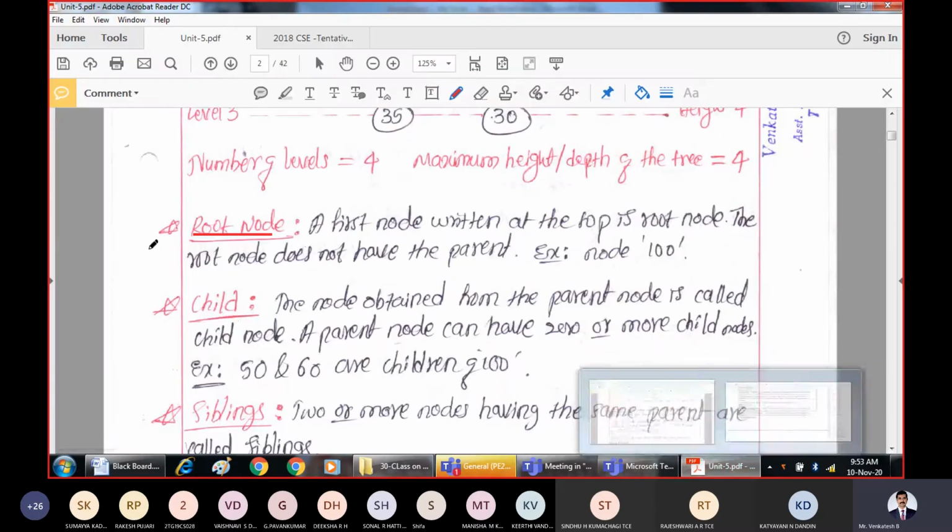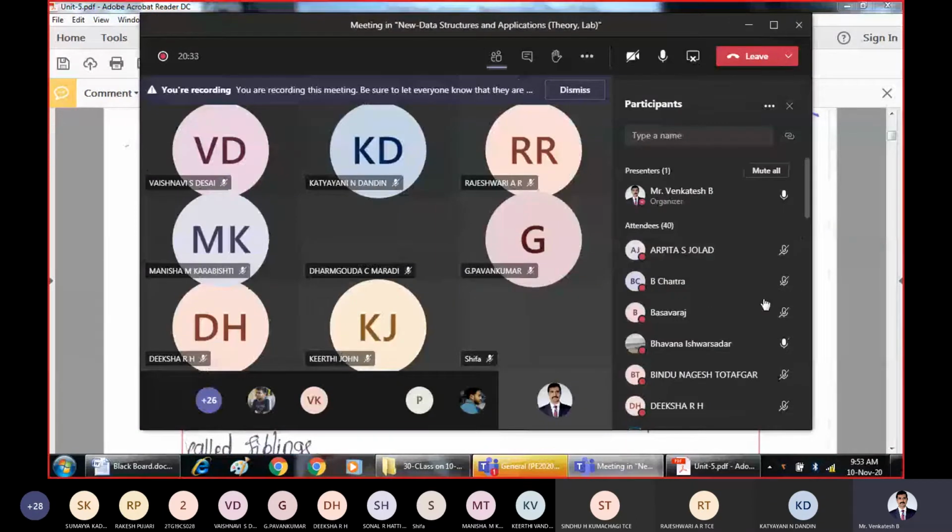Coming to the second one, child node. The node obtained from the parent node is called a child node. A parent node can have 0 or more child nodes.